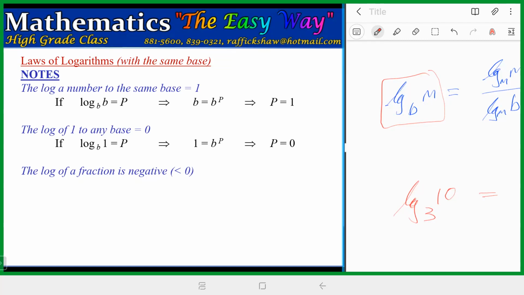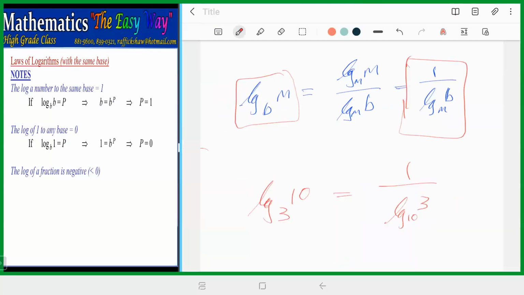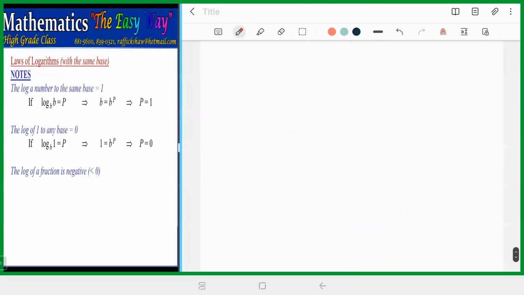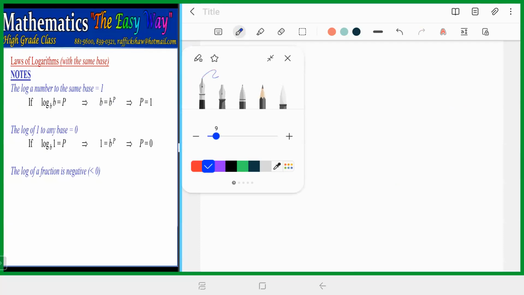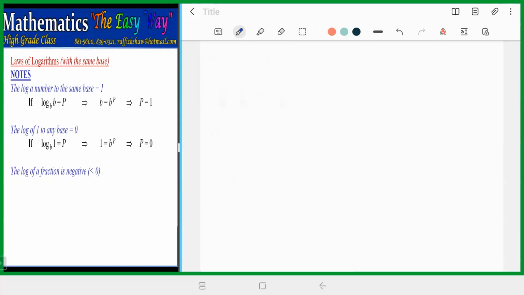So that you must know. Let me give you an example of how this becomes useful right now. Let's say I'm solving a question, right?